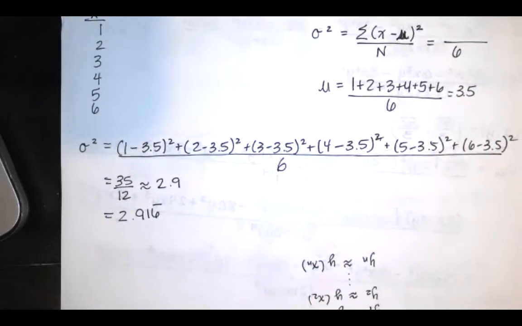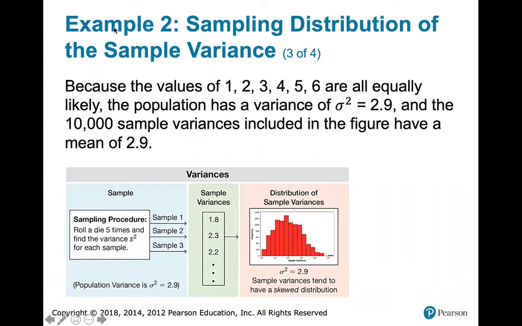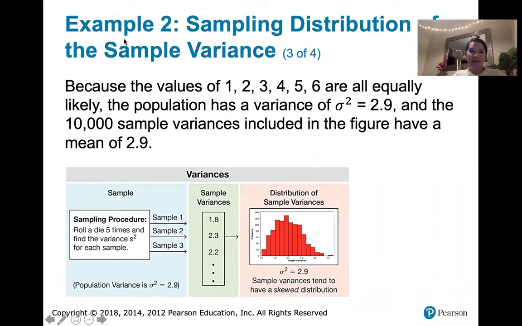Okay, so now let's go back to our slides. This says, because the values of 1, 2, 3, 4, 5, and 6 are equally likely, the population variance is calculated using that formula that I just used. You take 1, 2, 3, 4, 5, and 6, you subtract the mean, which is 3.5, and you divide by 6. Now, that means our population variance is that 35 over 12, or approximately 2.9.